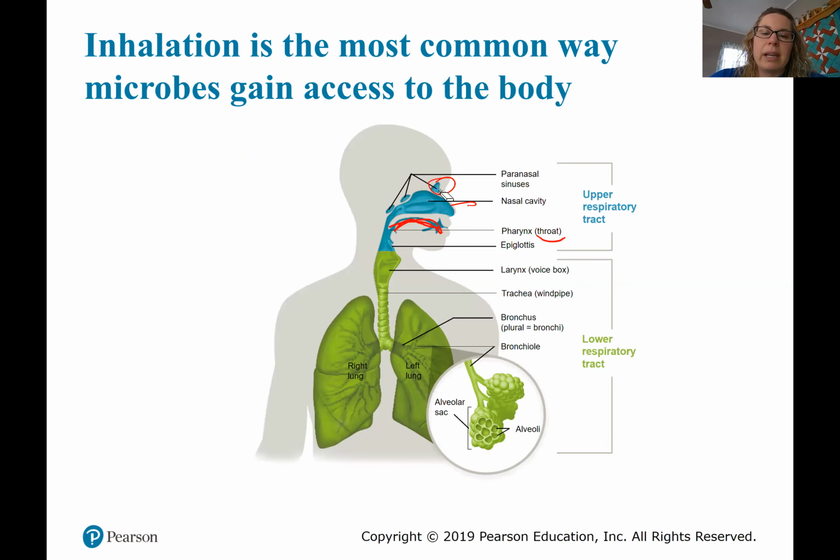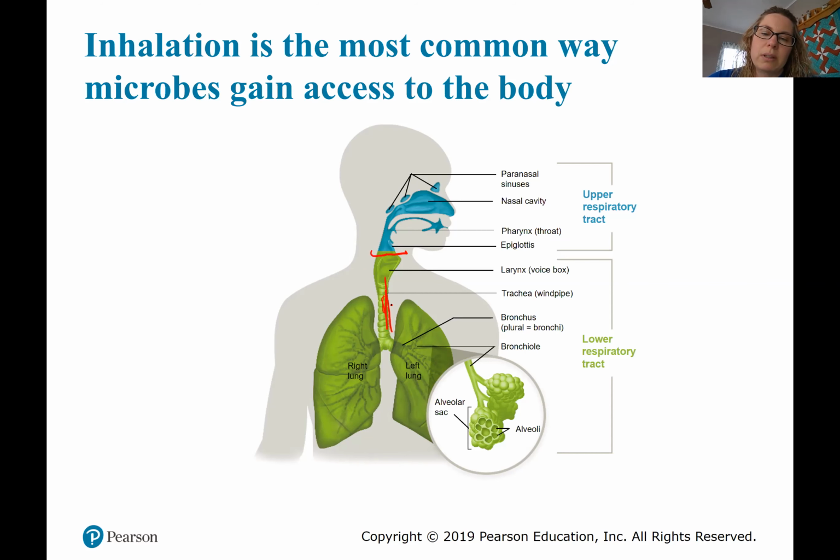The epiglottis is a little flap here that helps protect your airway when you swallow. So when you eat or drink something, this epiglottis basically comes down and covers over the trachea so that your food can pass down through the esophagus and not go into your windpipe. Now, the lower respiratory tract is going to be your voice box and everything else down.